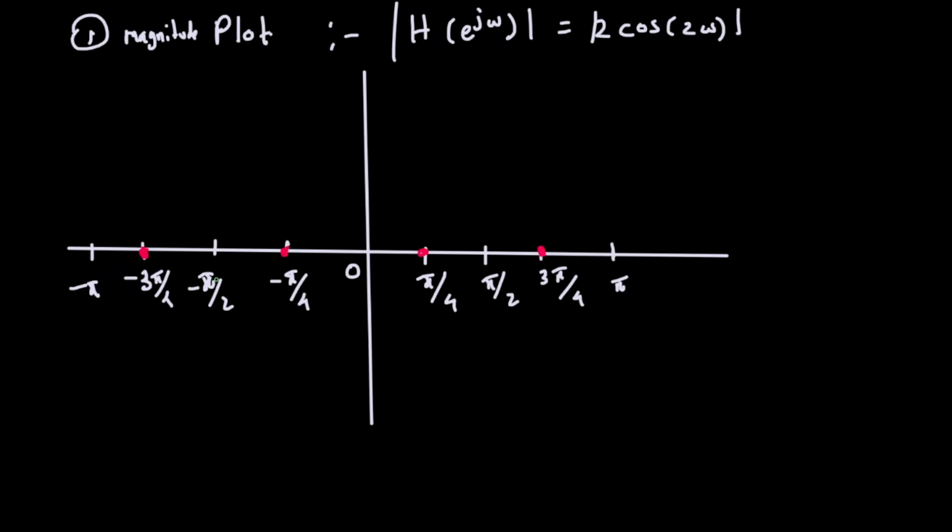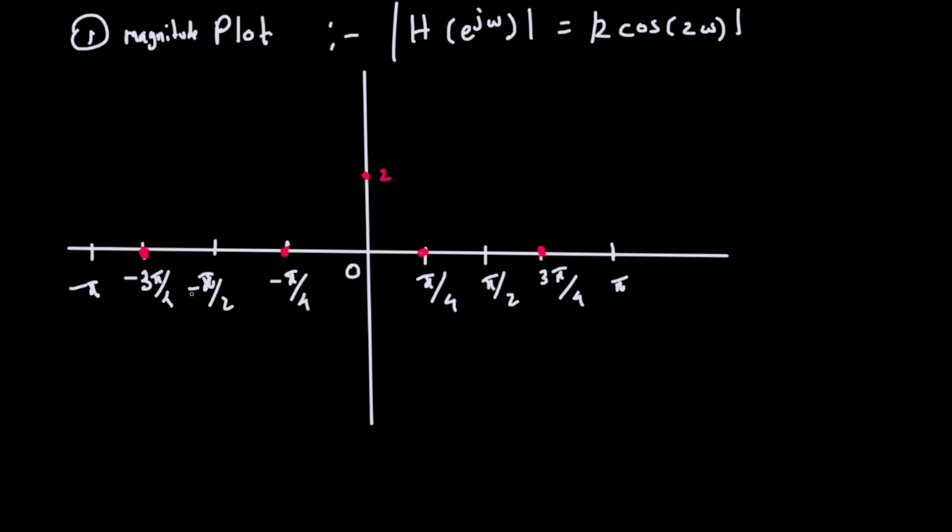And let's see what happens if I plug in 0. If I put 0, this is going to be cos 0. Cos 0 is 1. So cos 0 is 1, 1 times 2, so the magnitude is 2 here. Okay, so this is going to be 2.